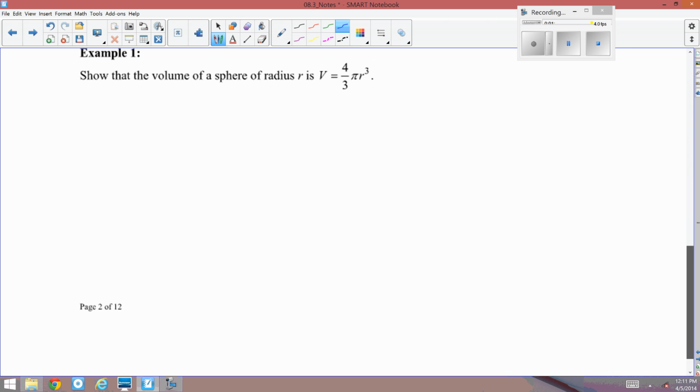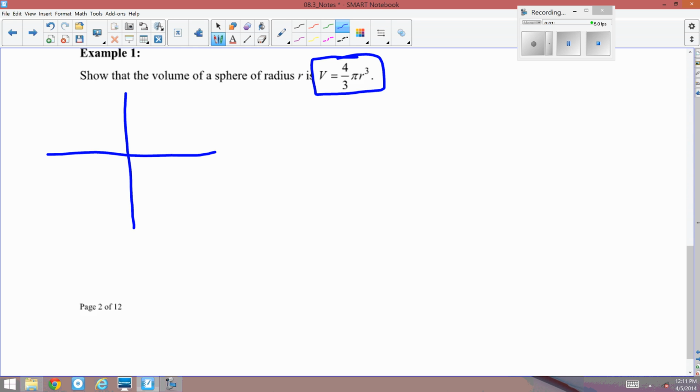Show that the volume of a sphere is this. This is something that you should remember from geometry. If I try to sketch a sphere, make it centered at the origin, why not? You can make it look more spherical by adding these dashed lines. You don't have to, it doesn't really matter. We're going to make the radius r.